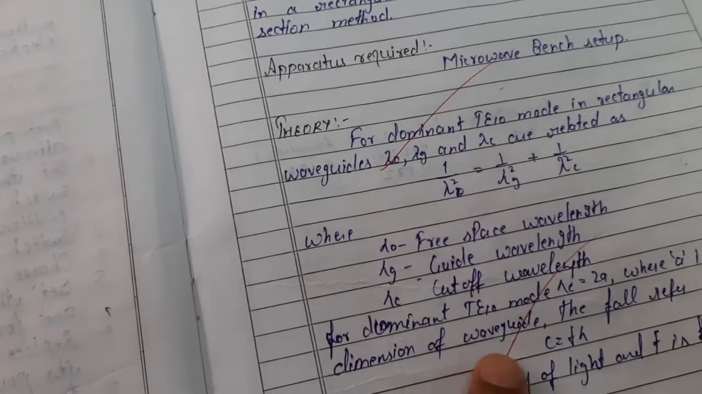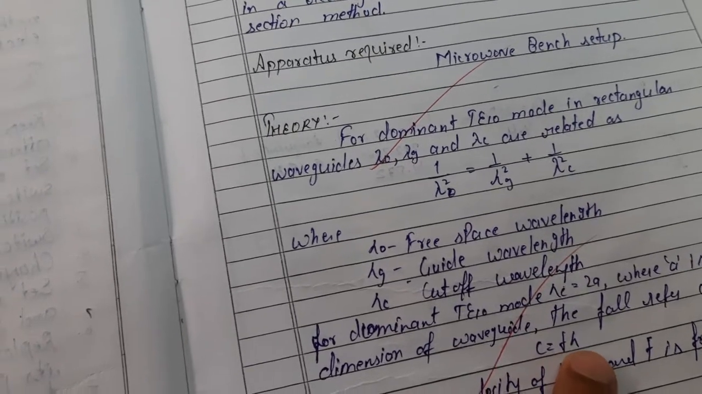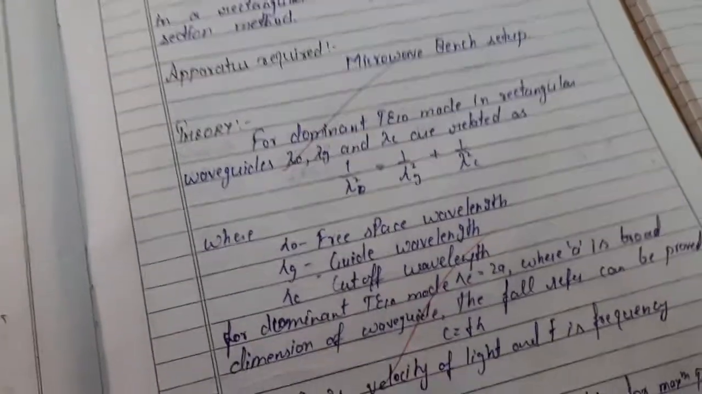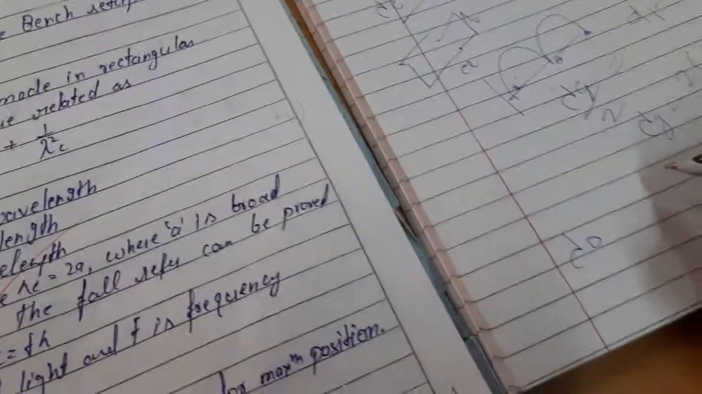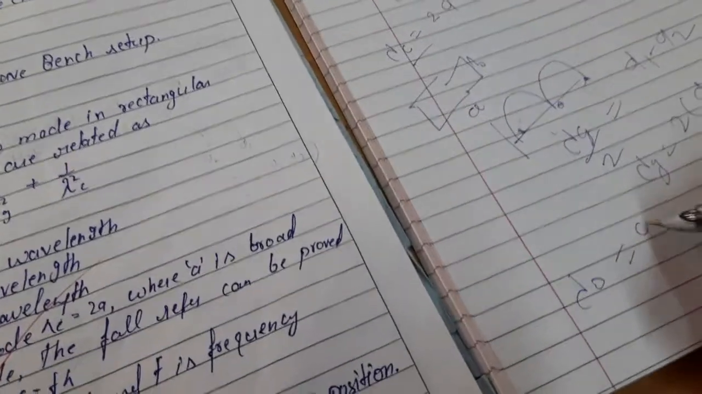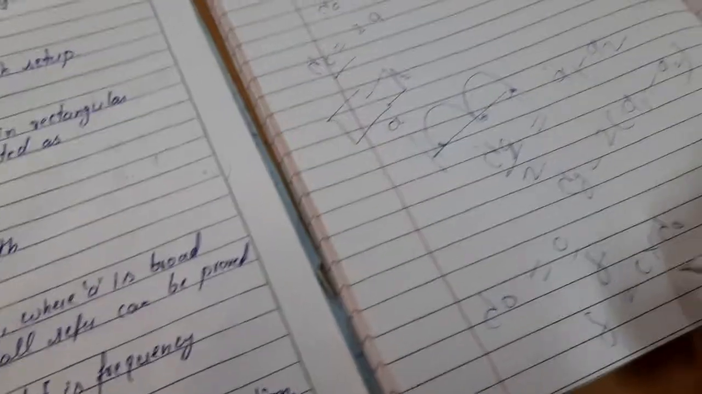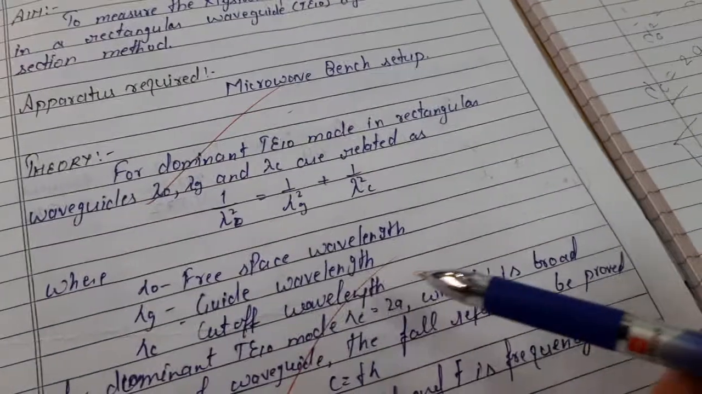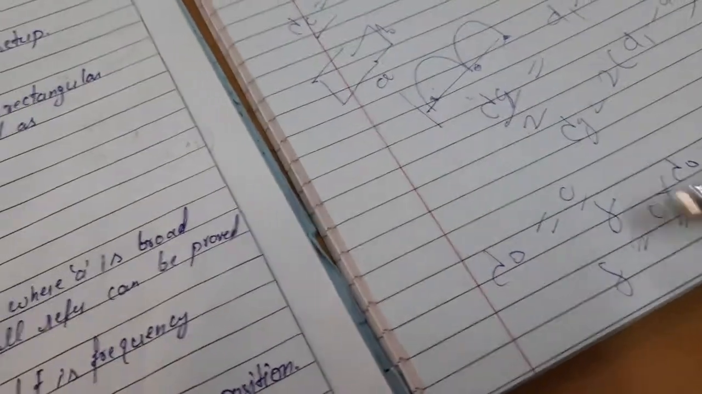When the lambda naught value is found, then use the relation c equals f lambda, where c is the speed of light. You know very well that lambda naught is equal to c by f. So f is equal to c divided by lambda naught, where c is the velocity of light and lambda naught is calculated from the given relation. Now your frequency is found. Now go to your experiment.